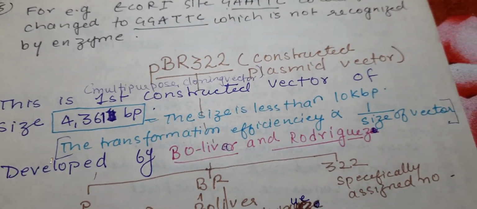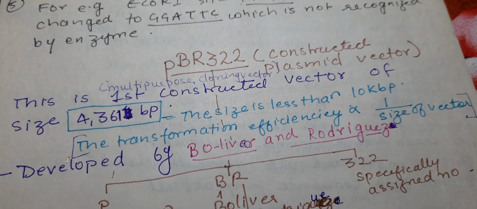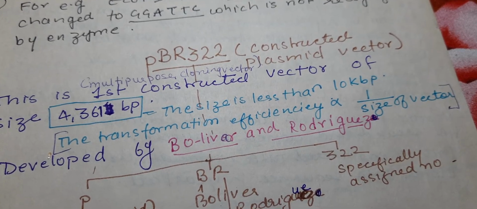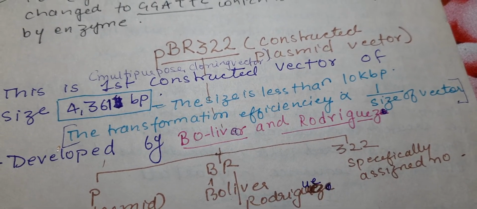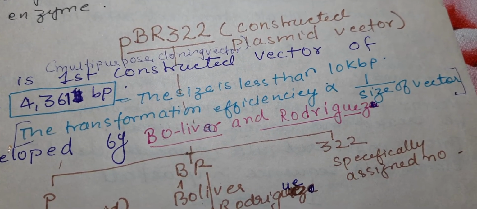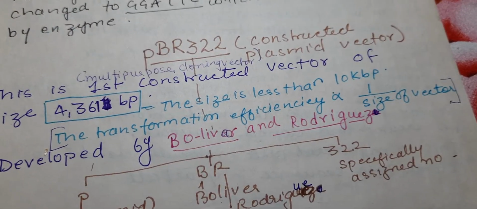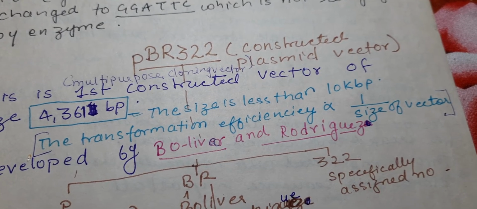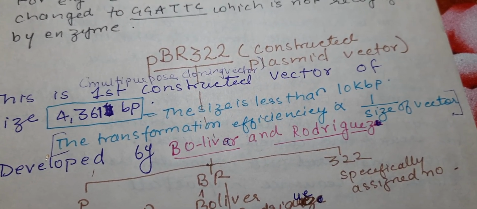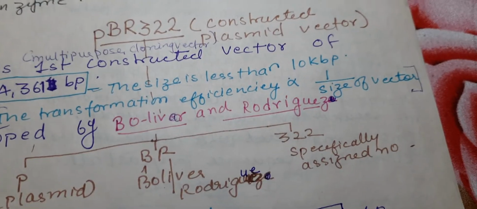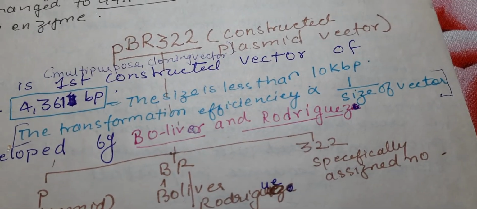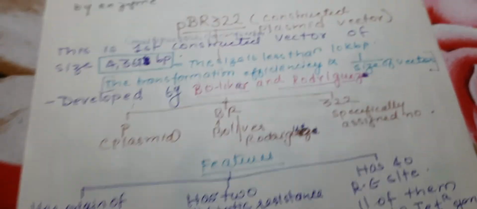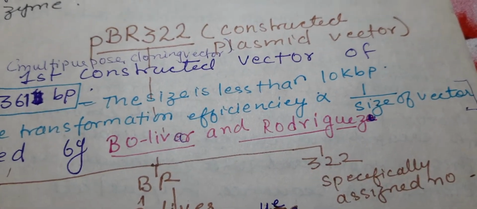So this is the first constructed vector of size 4361 base pair, that is about 4.4 kilo base pair you can say. So you can easily insert more than 5, 6, 7 kilo base pair of DNA as compared to the original plasmid, which can only take up a smaller insert size. So the transformation efficiency is inversely proportional to the size of the vector. So the smaller the size, the better the vector. Okay. Now this is developed by Bolivar and Rodriguez.